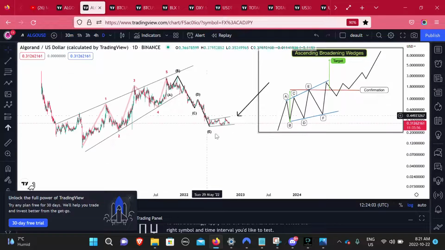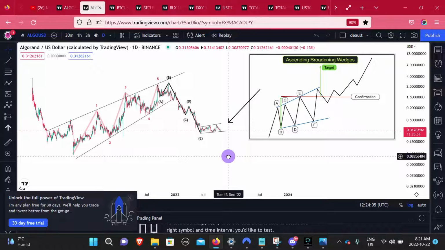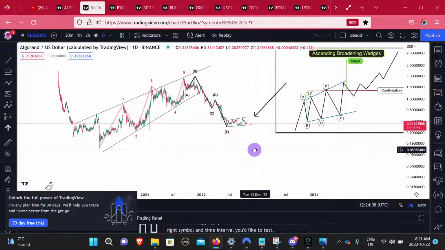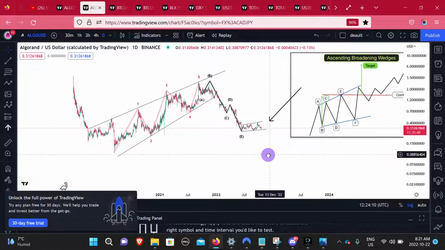Now, let me show you another chart of Algo. So this is another chart of Algo. It's an ascending broadening wedge. There's different ways you can look at everything. Okay.